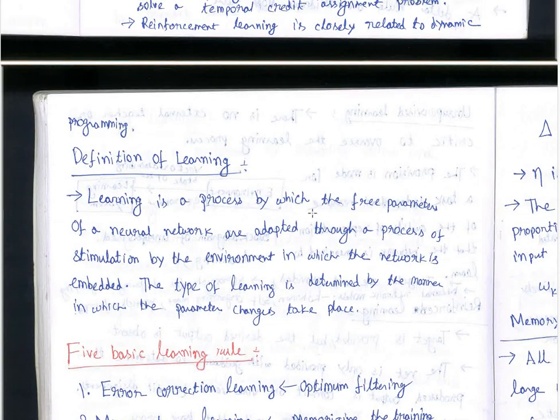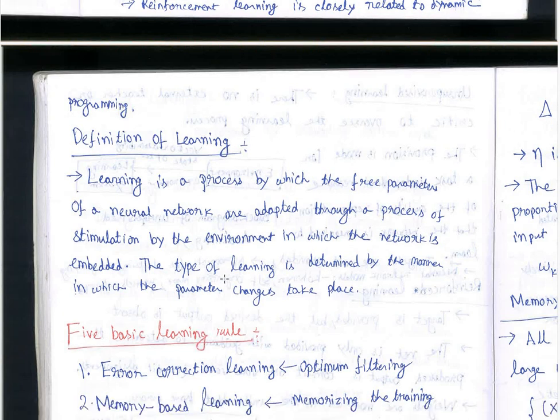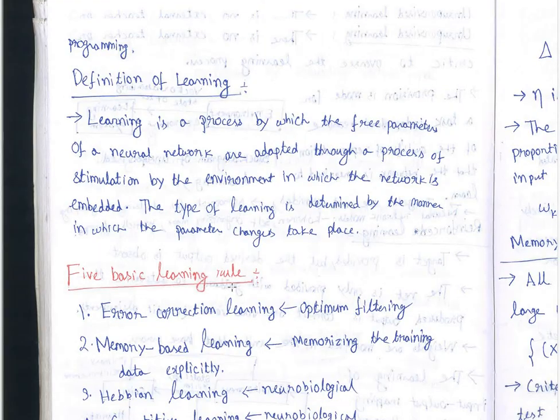For the definition of learning: learning is a process by which the free parameters of a neural network are adapted through a process of stimulation by the environment in which the network is embedded.